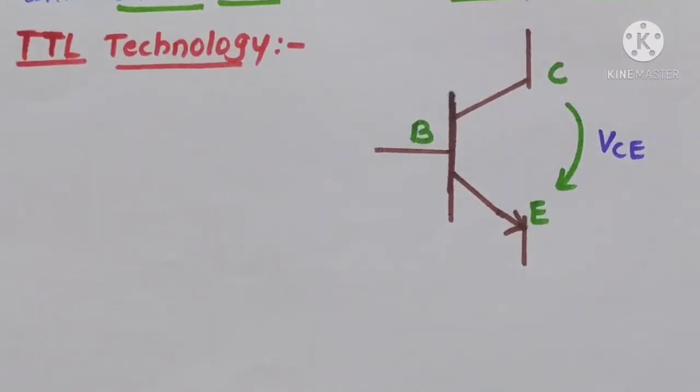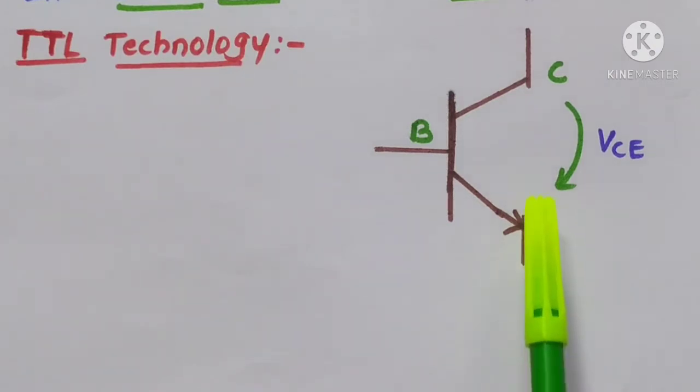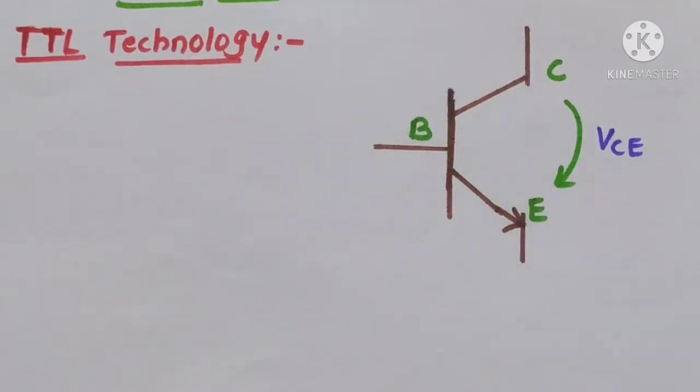When we have to use a transistor as a switch, the condition is that the base emitter junction should be forward biased and the base collector junction should be reverse biased. At that time, the transistor is switched on. And when one of these two conditions is absent, the transistor is in cutoff. Okay students?